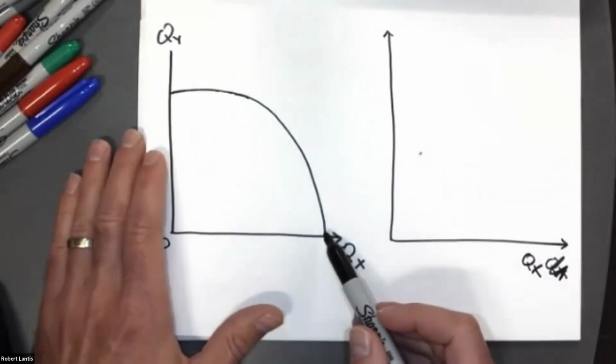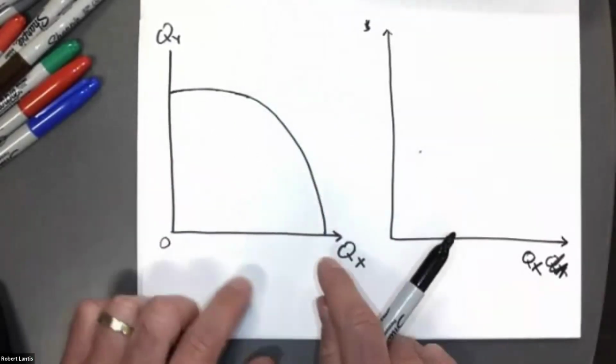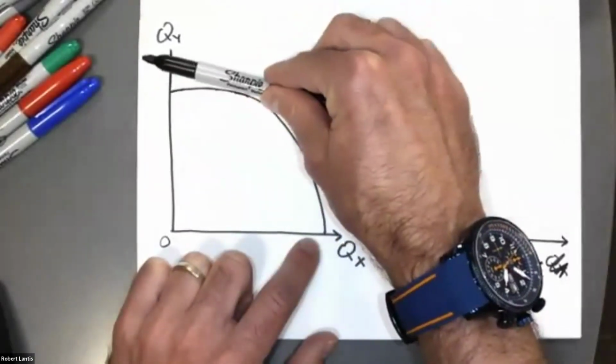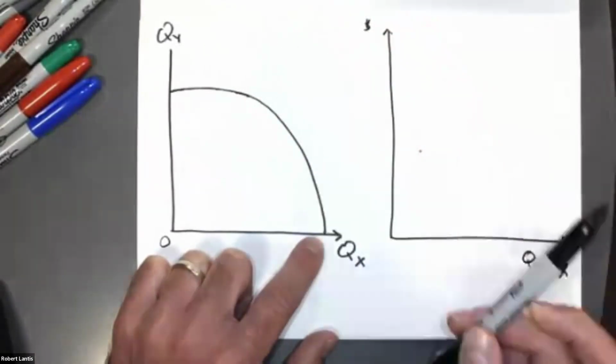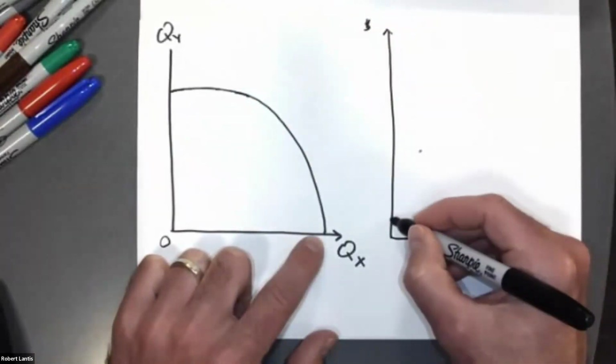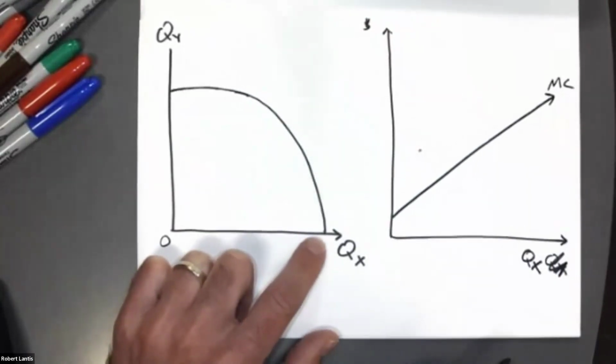What does the slope of my production possibilities curve represent? We said it represents the opportunity cost of the x-axis good. So what's happening to the cost of the x-axis good as I produce more of X? My marginal costs are going up.